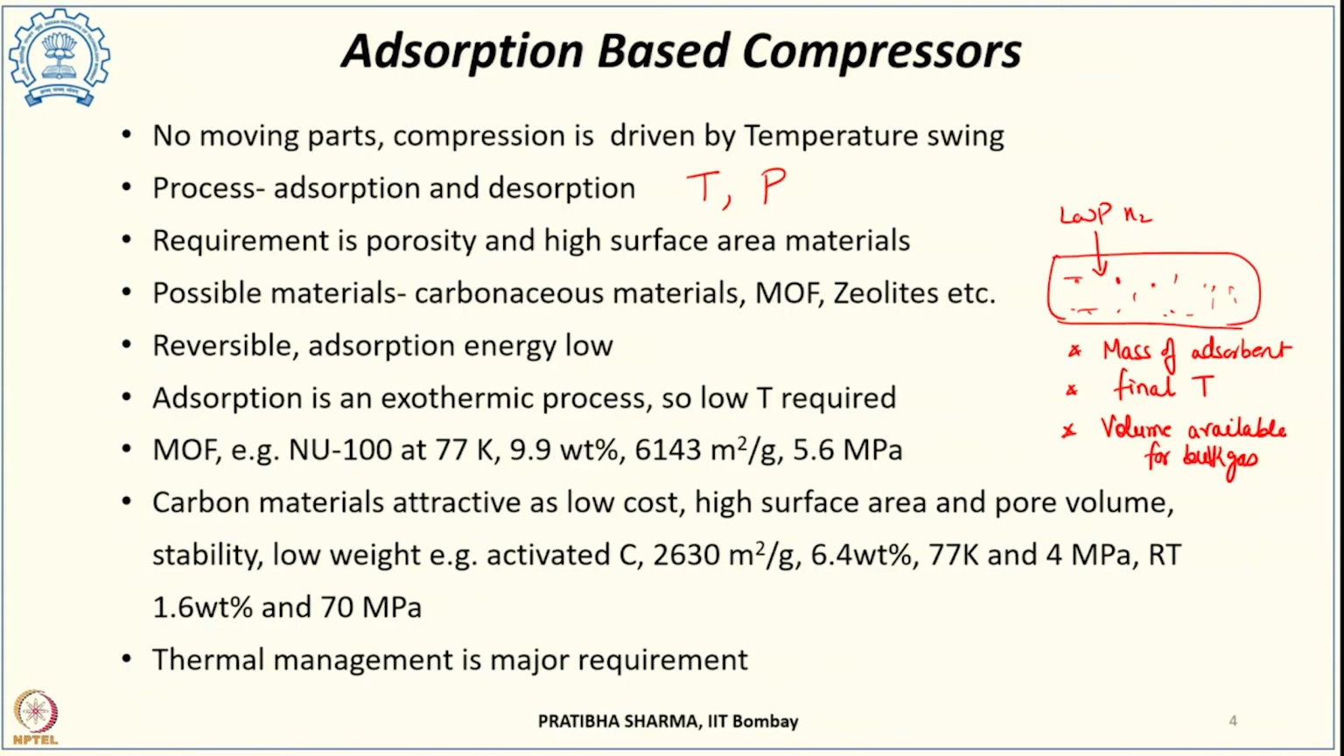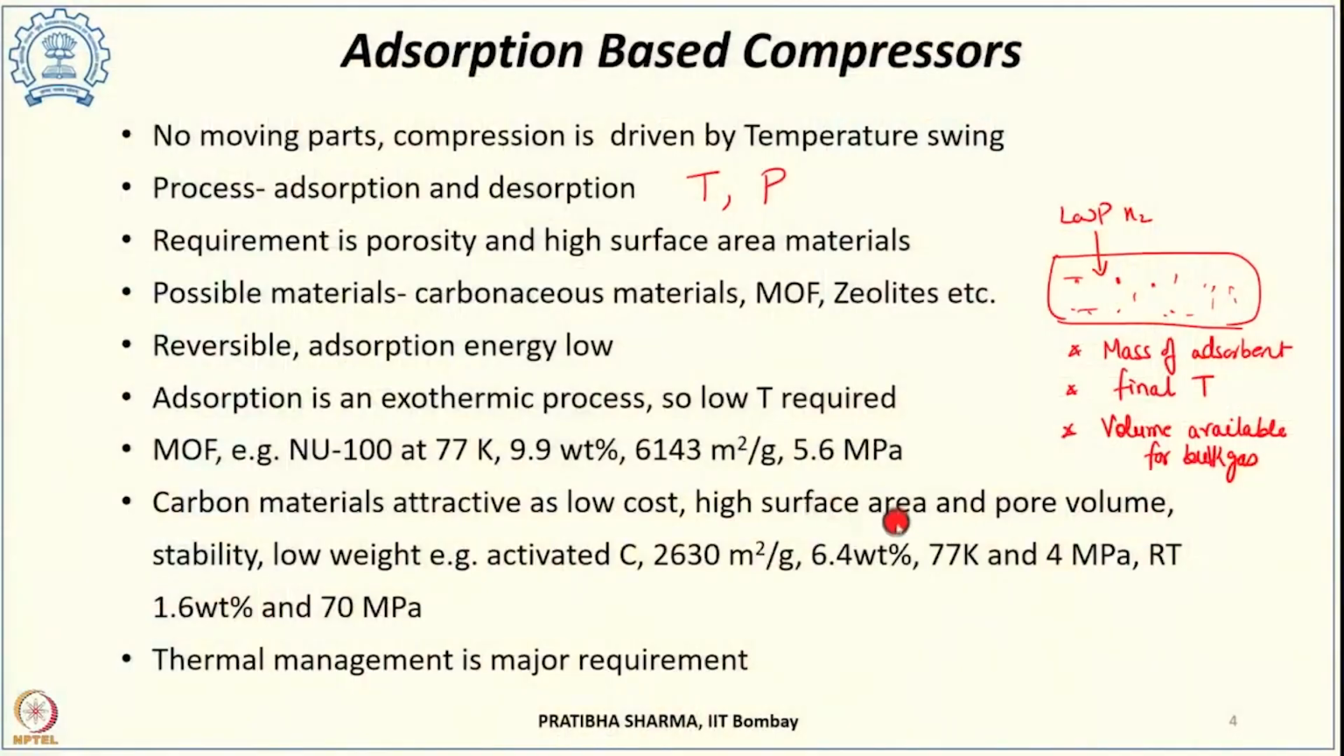We can also use different carbon-based materials, and they are very attractive because they have moderate cost, can provide very high surface area and pore volume, show stability, and have a lower weight. For example, for activated carbon, one result shows that with a specific surface area of 2630 m²/g at 77 K and 4 MPa, we could get a gravimetric capacity of 6.48%.